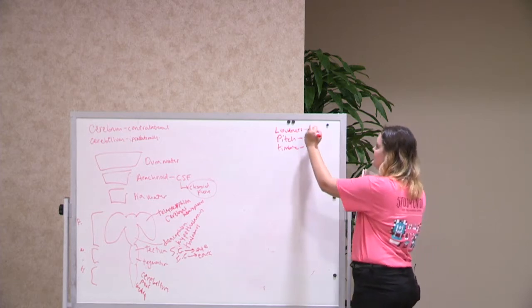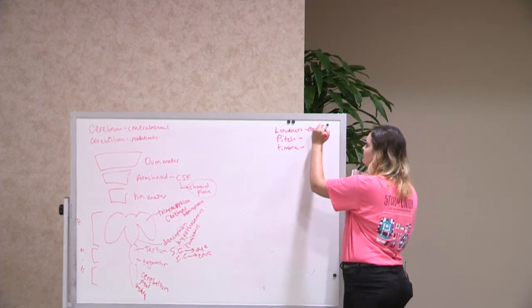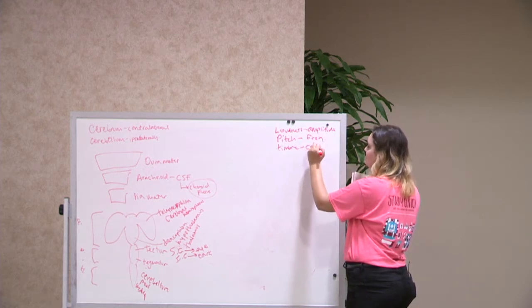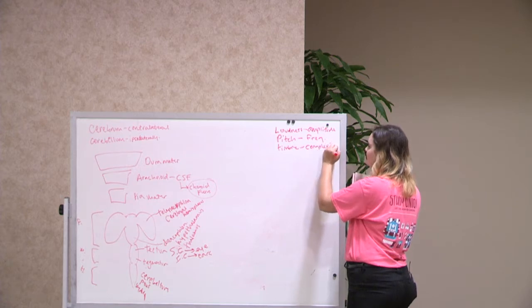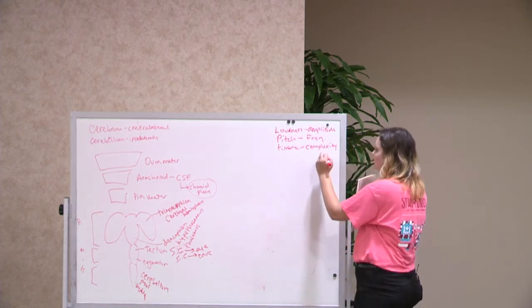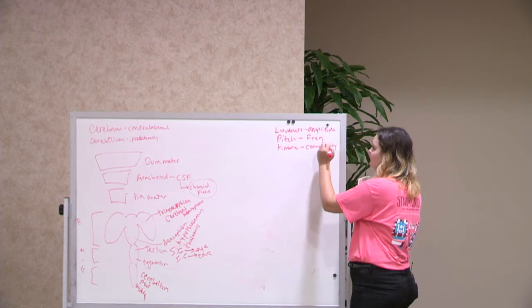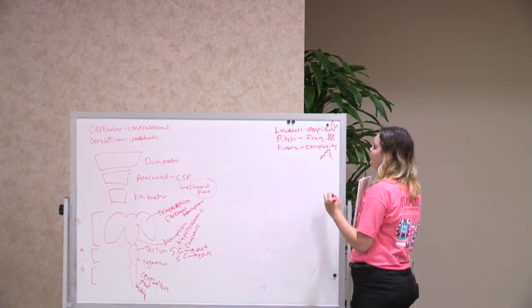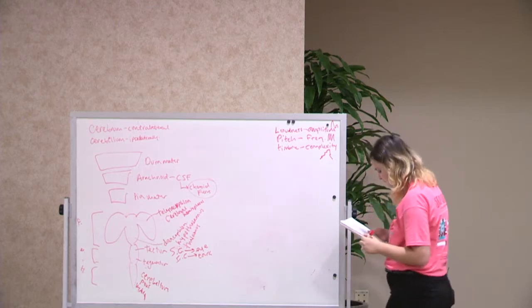Loudness is your amplitude of the sound wave. Pitch is the frequency of the sound wave. And timbre is the complexity of the sound wave. So this one would look like this. This would look like high frequency, and then this would look like that. Okay.